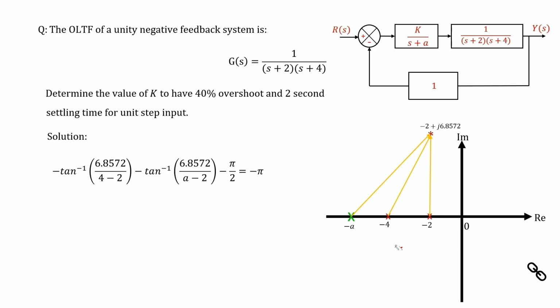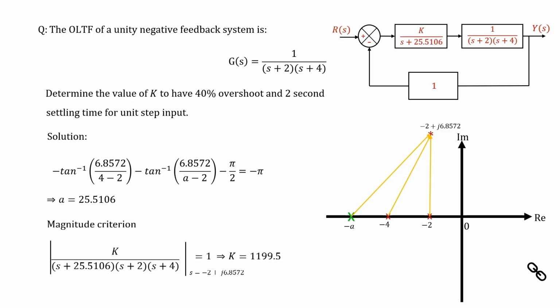So, the sum of the angles in this case must come out to be minus pi, and then if you solve it, you will get a equal to 25.5106, which is approximately what we were also seeing in the simulation, but the exact value will be 25.5106. Once we have the value of k, you know what to do now.